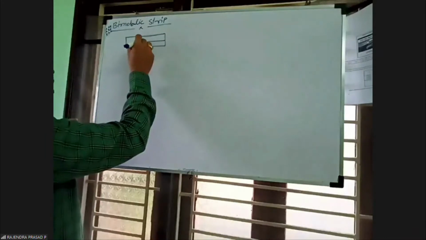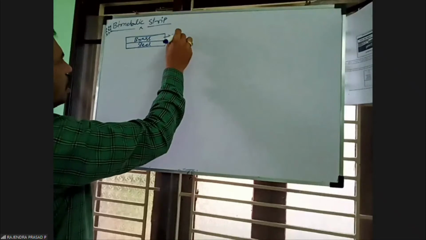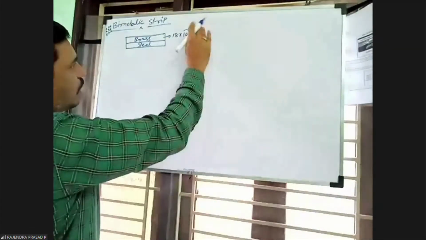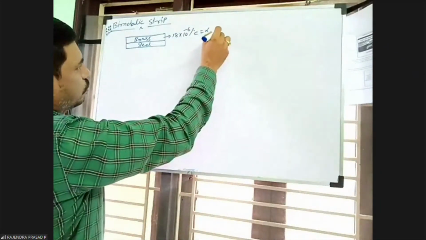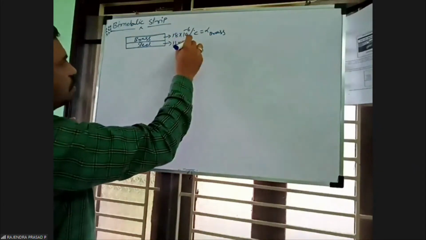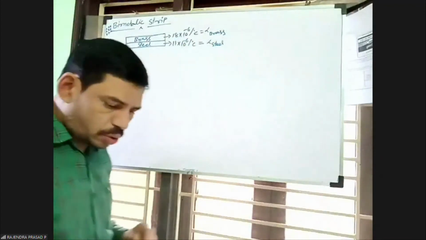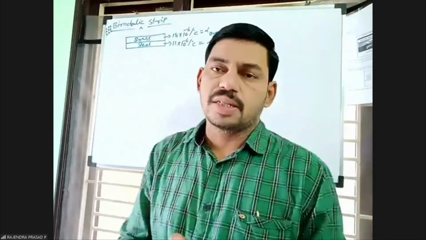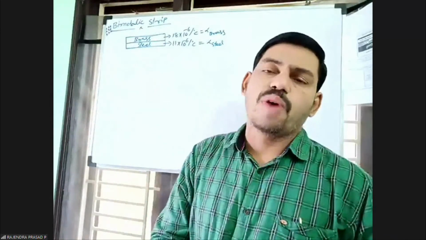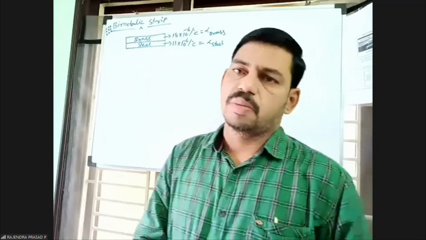For example, brass and steel. Brass has alpha value 18 into 10 power minus 6 per centigrade. Steel has alpha value 11 into 10 power minus 6 per centigrade. When two different materials are riveted together, riveted means one over the other, to form a single strip, it is called a bimetallic strip.